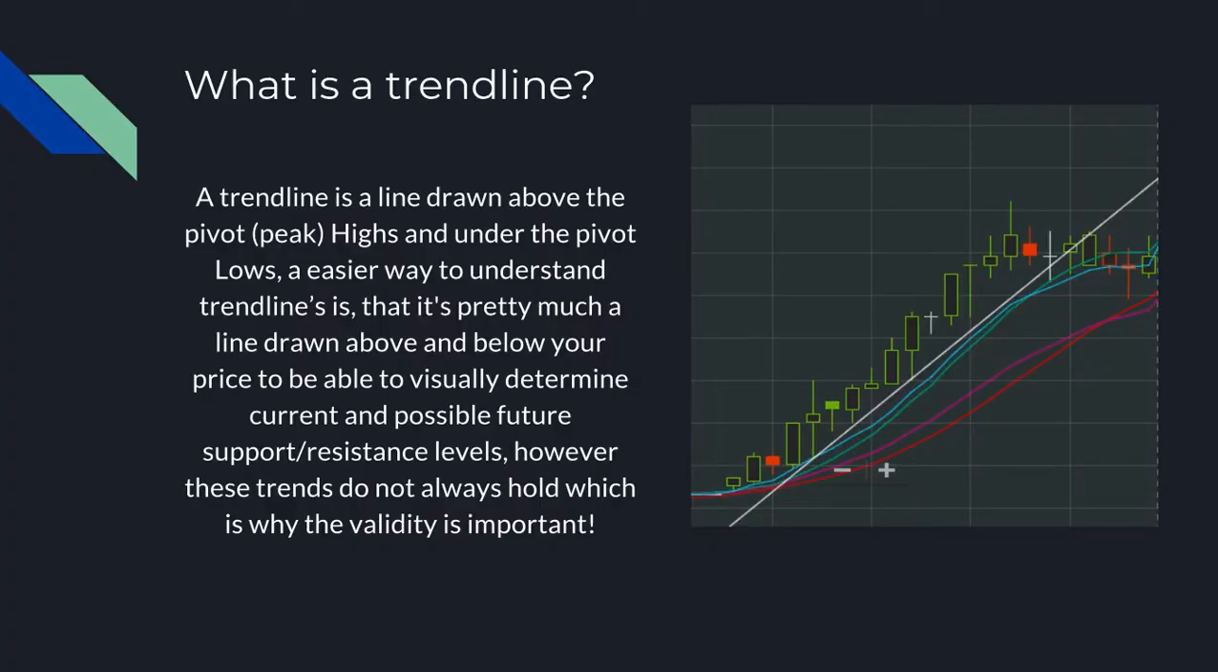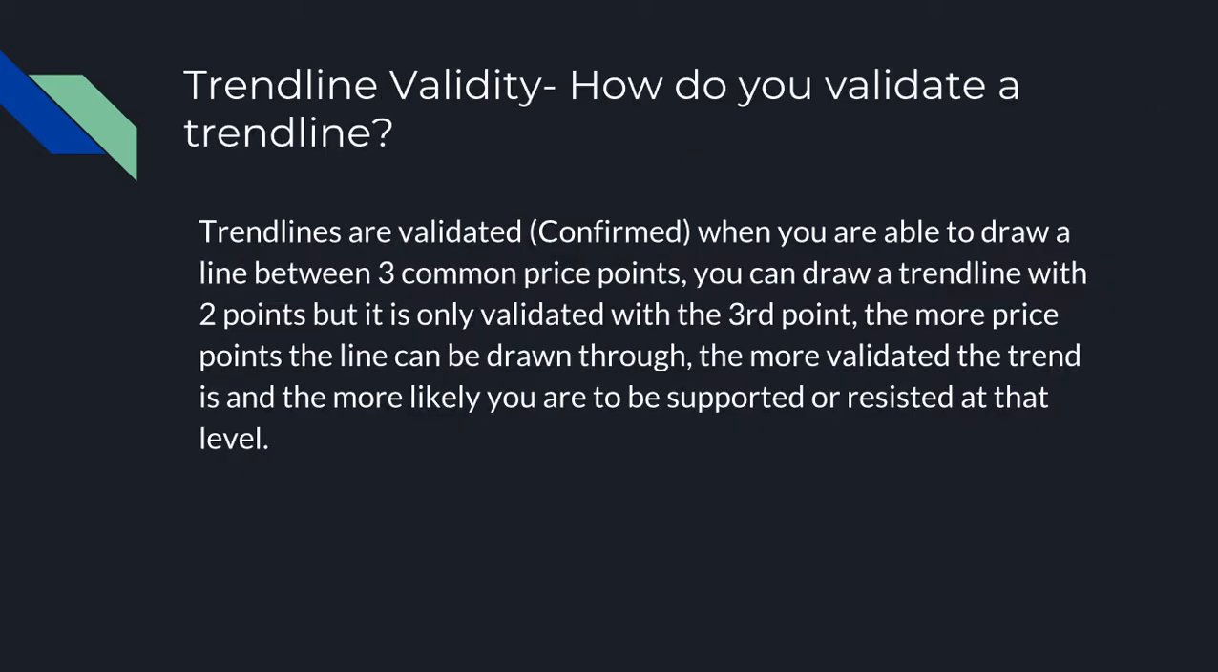What is a trend line? A trend line is a line drawn above the pivot highs and under the pivot lows. An easier way to understand trend lines is that it's pretty much a line drawn above and below your price to be able to visually determine current and possible future support and resistance levels. However, these trends do not always hold, which is why the validity is important.